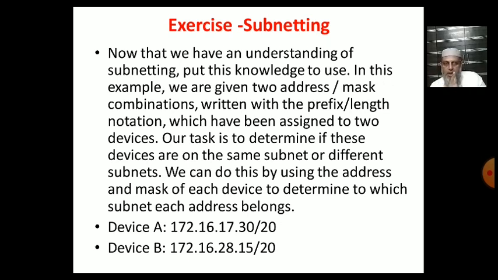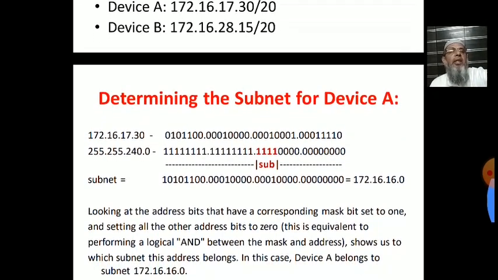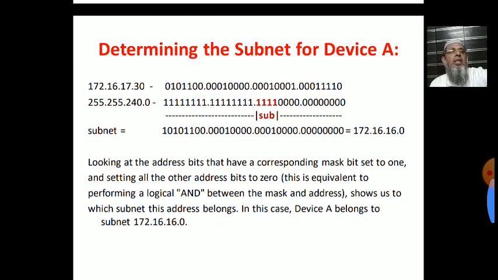But here /20 means we have borrowed some bits from the host. Now the network bits have become 20. By default, in class B there are 16 network bits and 16 host bits. So we have borrowed 4 bits from the host. Now we have subnetted, so we have to identify whether these 2 addresses are in the same subnet.